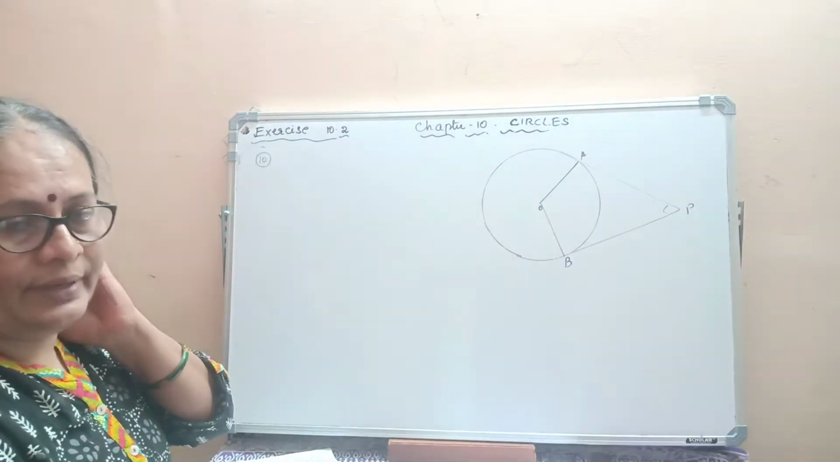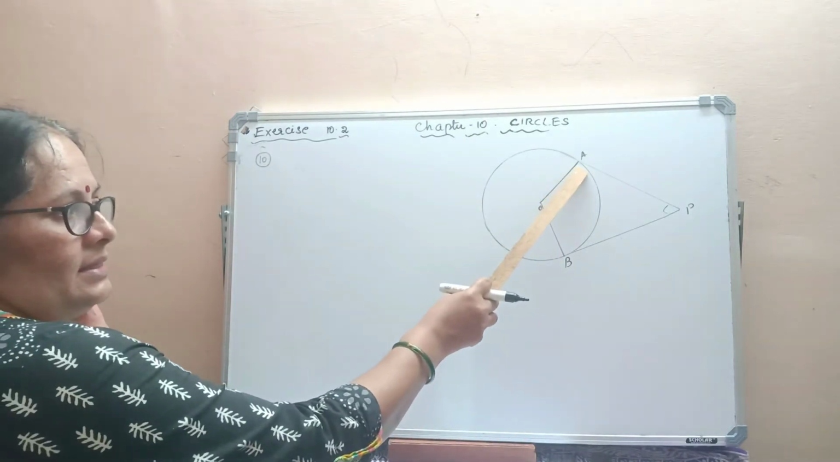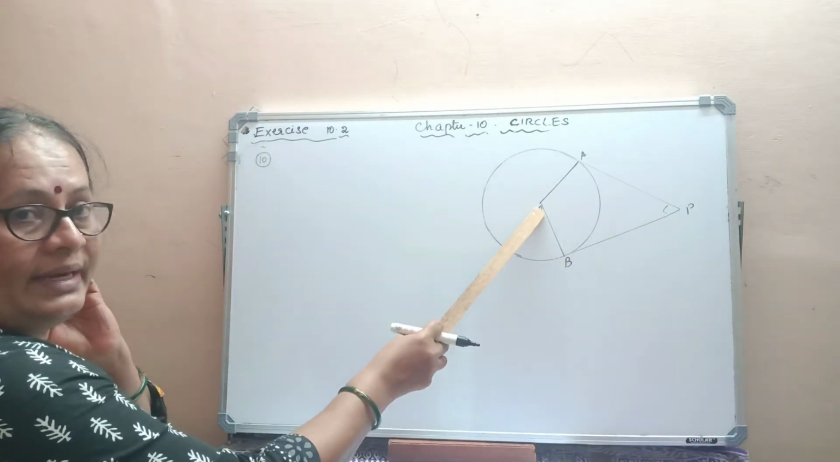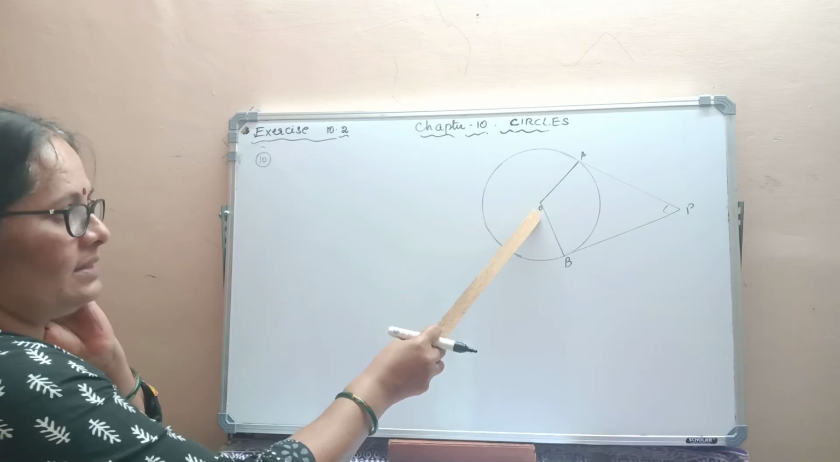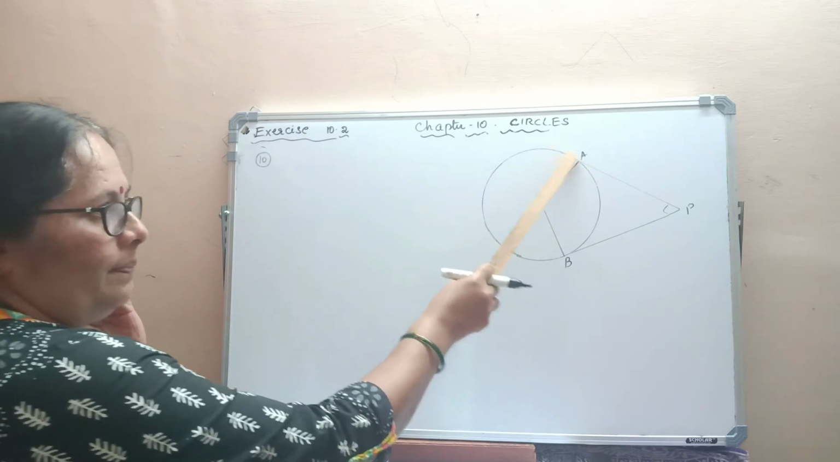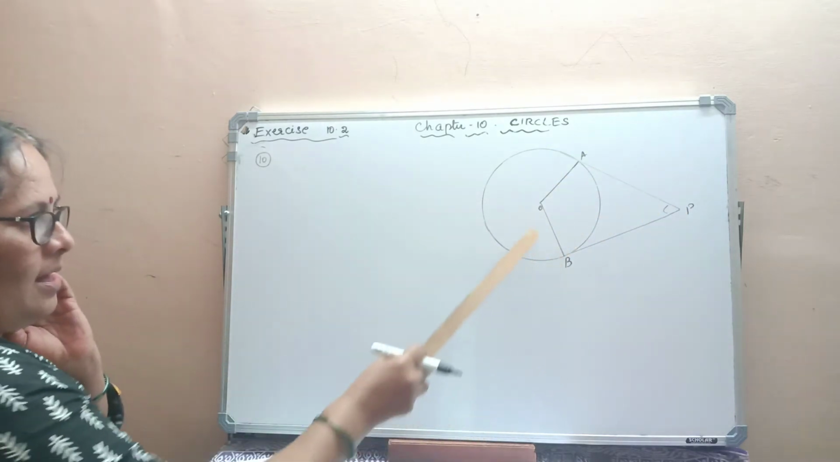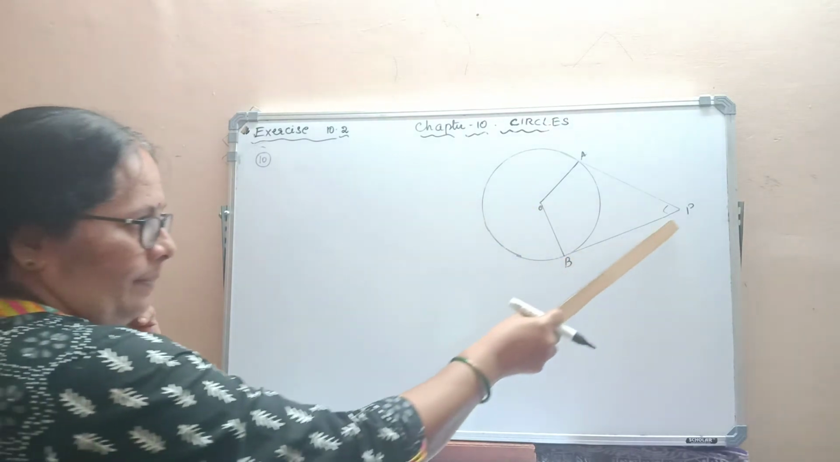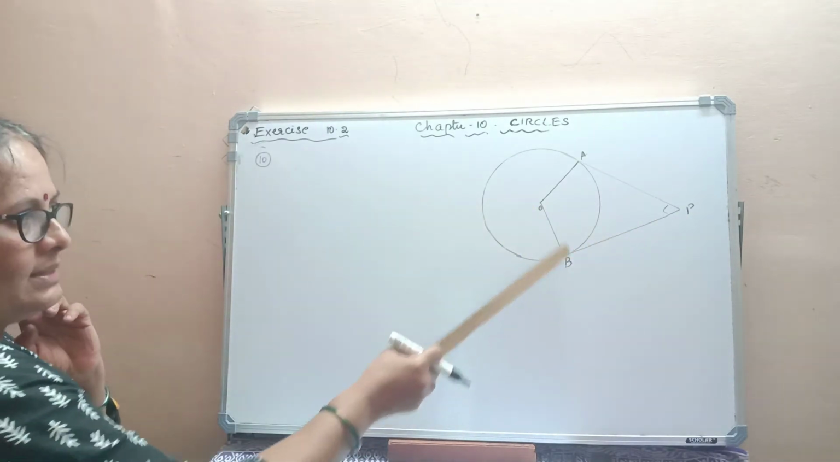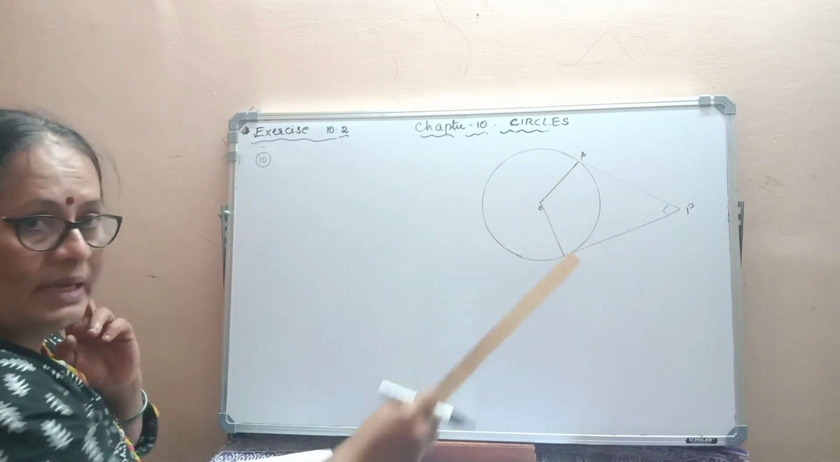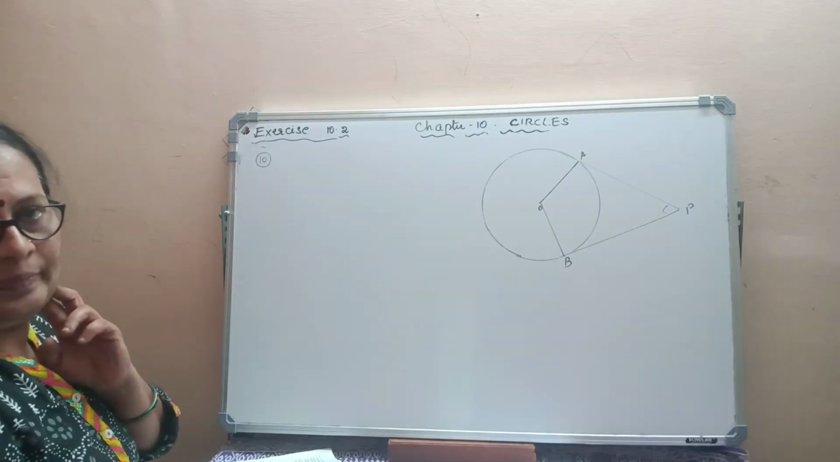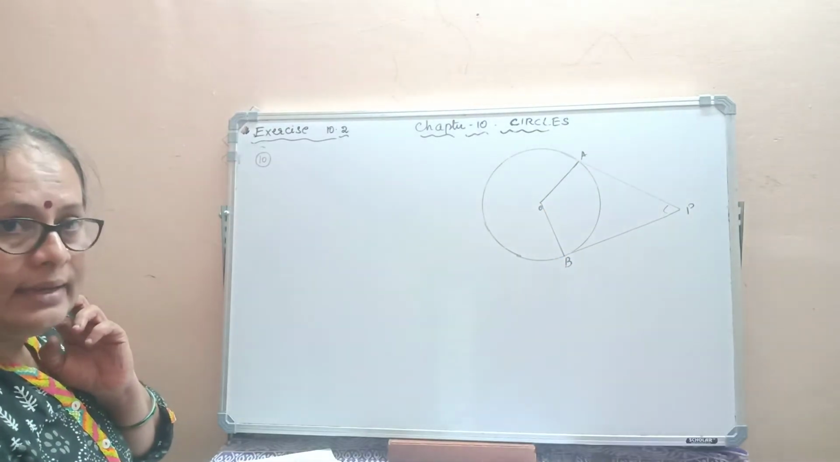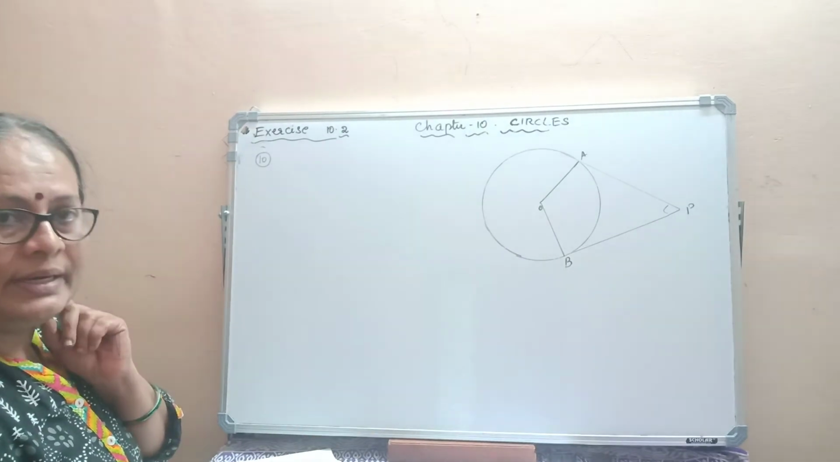Theorem 10.1. The tangent is perpendicular to the radius at the point of contact. It means AO is perpendicular to AB and BO is also perpendicular to BP. It means angle at A and B is 90 degree. Then apply angle sum property of a quadrilateral.